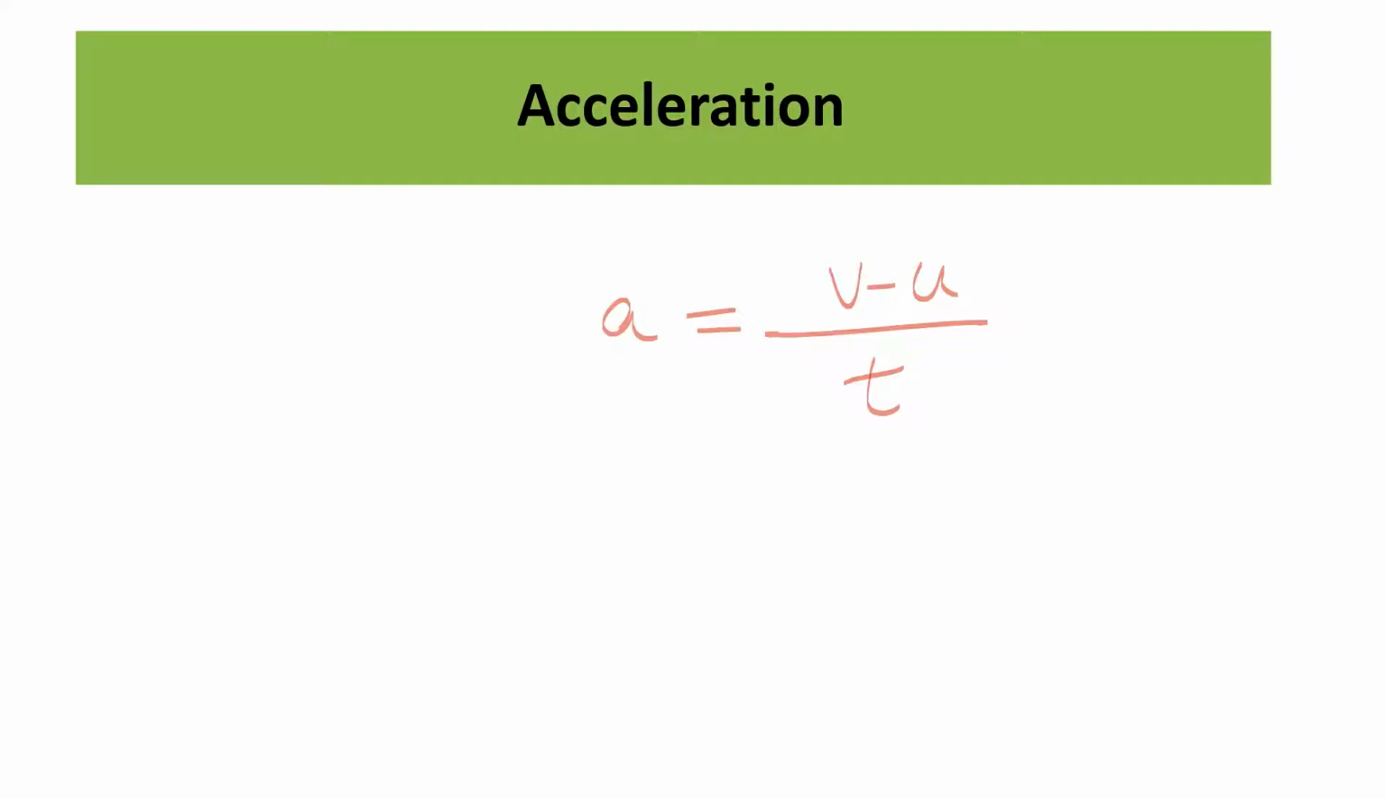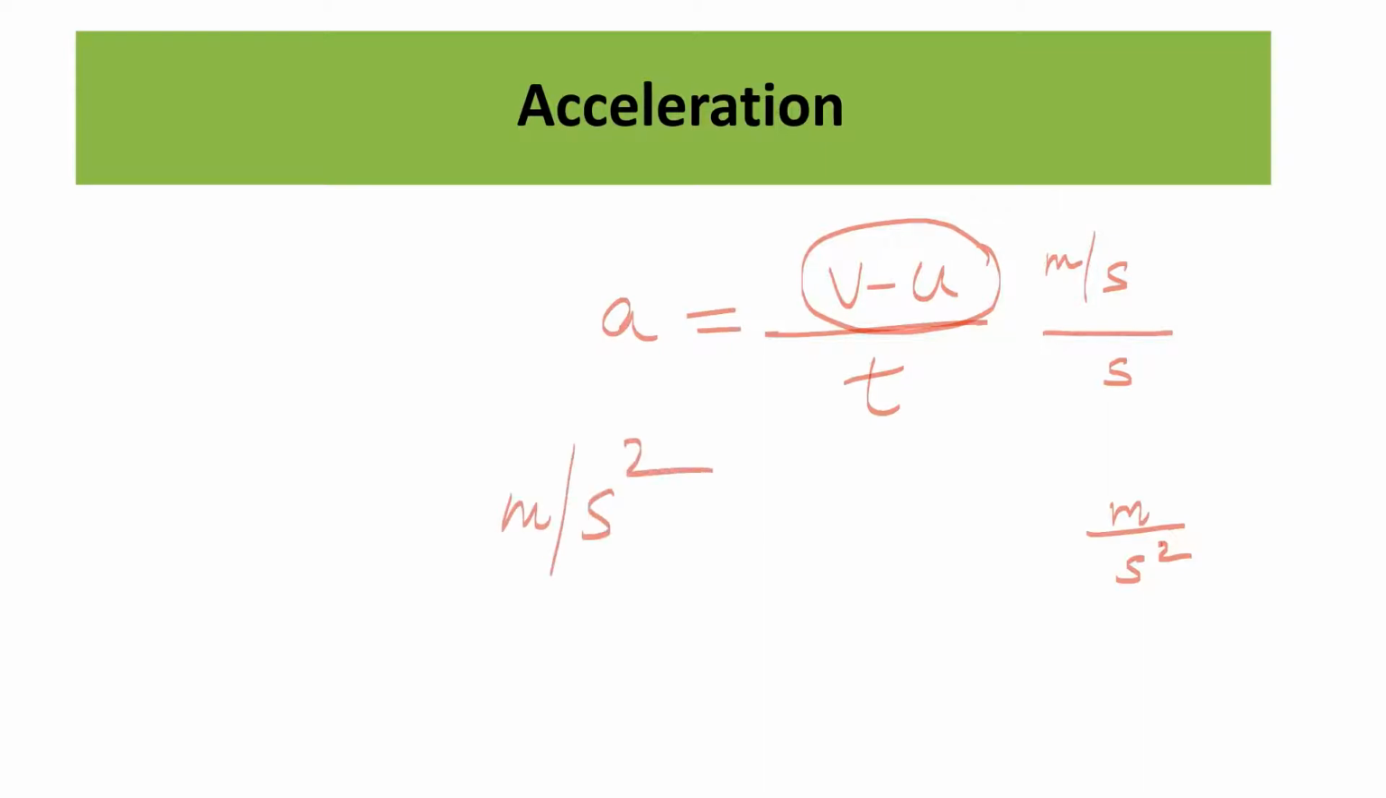What will be its unit? This is change in velocity. Velocity unit is meter per second, divided by time, whose unit is second. Meter per second by second is meter per second squared. Therefore, acceleration has the unit meter per second squared.